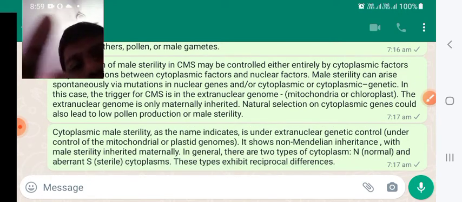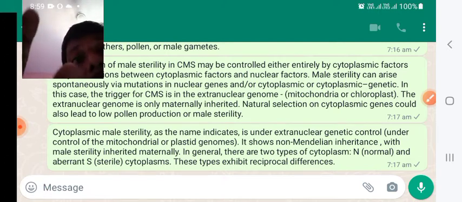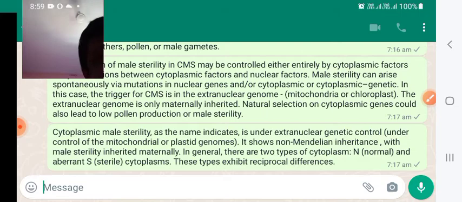So it is a type of non-Mendelian inheritance. It shows non-Mendelian inheritance. So through this hybrid production, we can also achieve cytoplasmic male sterility in plants if we desire to do so.